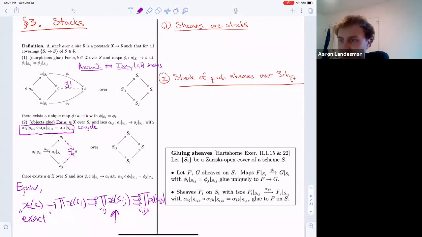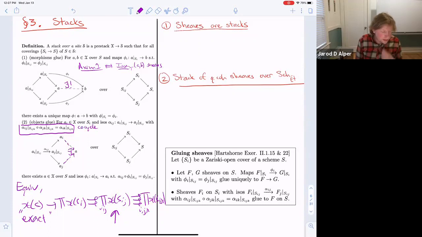In the second condition, could there be multiple A's in X? There's not a uniqueness. Right. Yeah, there's no uniqueness in that, but axiom 1 will then give you that if you have any 2 satisfying, then they're going to be uniquely isomorphic.